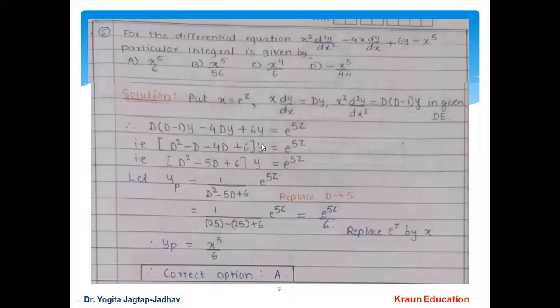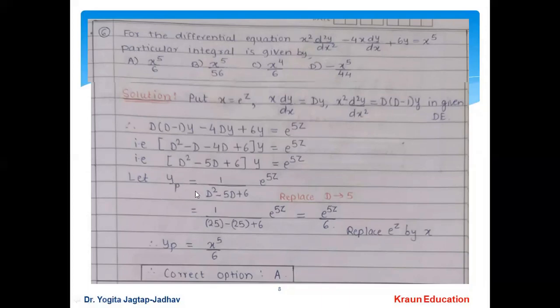Now, just by taking y common and simplifying the terms of D, we get the polynomial D square minus 5D plus 6 operating on y equal to e raised to 5z. Here, they ask to find out the particular integral only. Don't try to find out the complementary function and waste the time. Only concentrate on the particular integral.